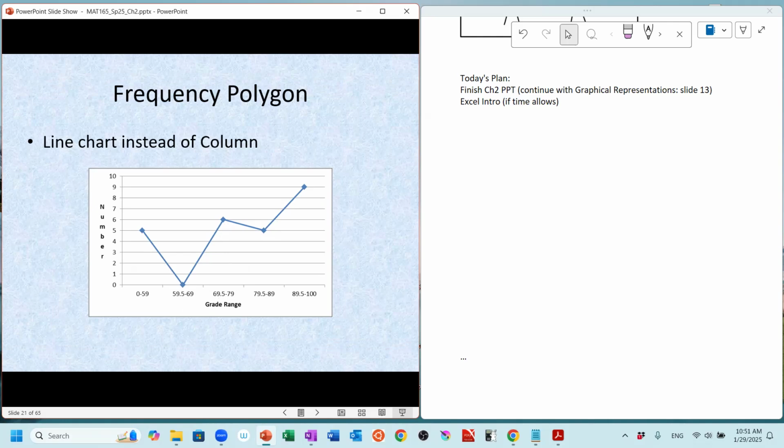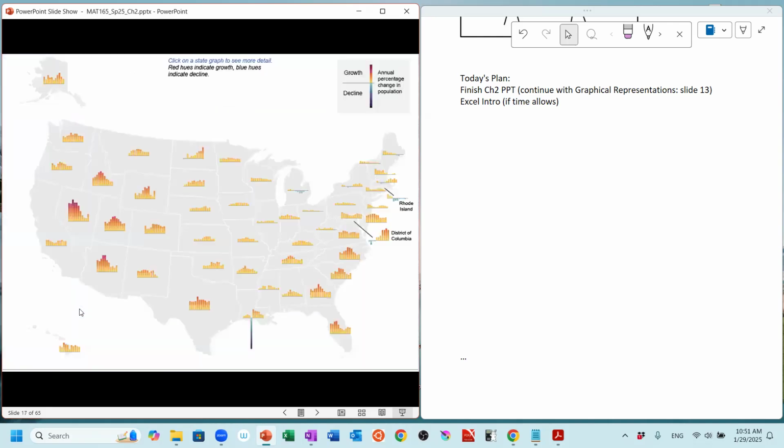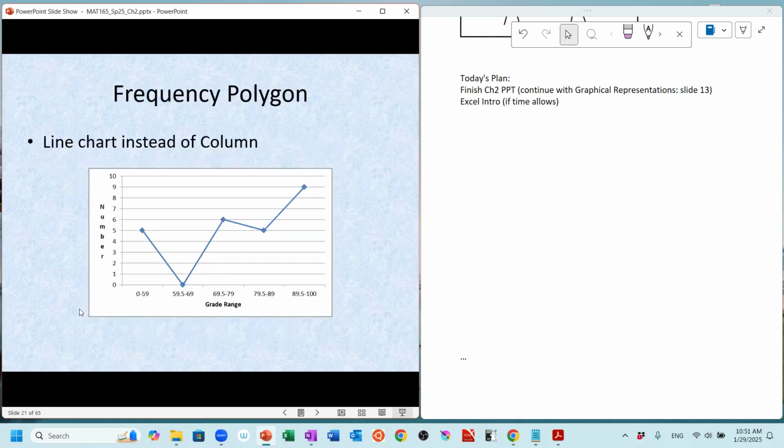Why would I choose one over the other? Well, a histogram gives the feeling that there's not much connection between one class and adjacent classes. On the other hand, a line graph gives the feeling that there's some kind of inherent connection between adjacent classes.